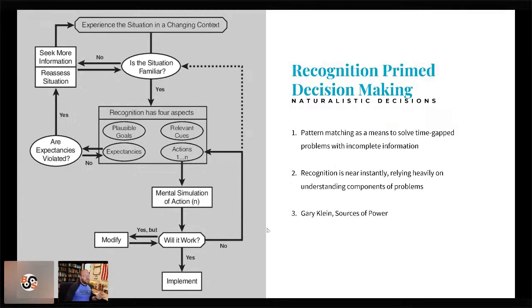But the actual model itself in our case is following this pattern over here, which is: is it a familiar situation? Yes or no? If it's no, then you do a lot of seeking information and reassessment, and there's a loop over here. If it is familiar, then you watch to see how it's executing and determine: is it meeting my expectancies? Is it behaving the way I want it to? Does it have the relevant cues that I'm looking for to confirm that it is in fact what I think it is? And then you decide, right?